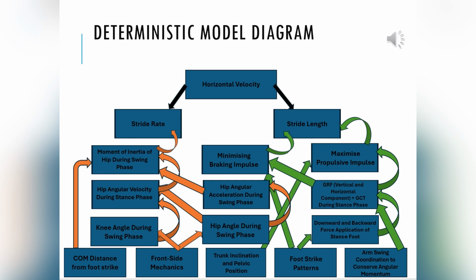On the right, stride length is driven by propulsive forces applied to the ground. Efficient horizontal velocity depends on maximizing propulsive impulse while minimizing braking impulse, achieved by optimal foot strike underneath the center of mass, a backward directed ground reaction force, and coordinated trunk and limb alignment. Together, these two pathways balance frequency and distance per stride. Efficient sprinting therefore requires rapid limb cycling with controlled force application to maximize forward momentum and achieve peak horizontal velocity.